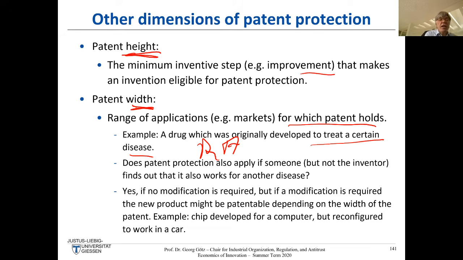Okay, the question is then, and this was found out by some medical doctor typically, does patent protection still apply if someone else, but not the inventor, finds out that it works also for another disease? And it still applies if no modification is required. Okay. But if a modification is required, the new product might be patentable. That holds typically if you develop a chip for a computer, but then you use it in a car, but you have to reconfigure it.